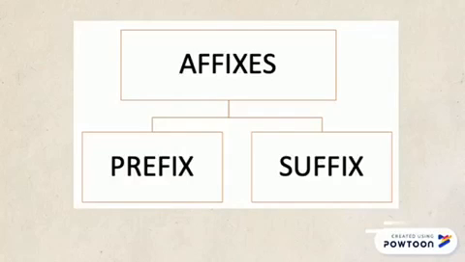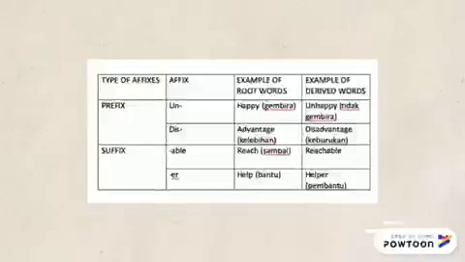English affixes consist of only prefix and suffix. Firstly is prefix. The affix un, root word happy, becomes unhappy, which means tidak gembira in Malay. The next one is suffix. The affix er, root word help, becomes helper, which means pembantu in Malay.